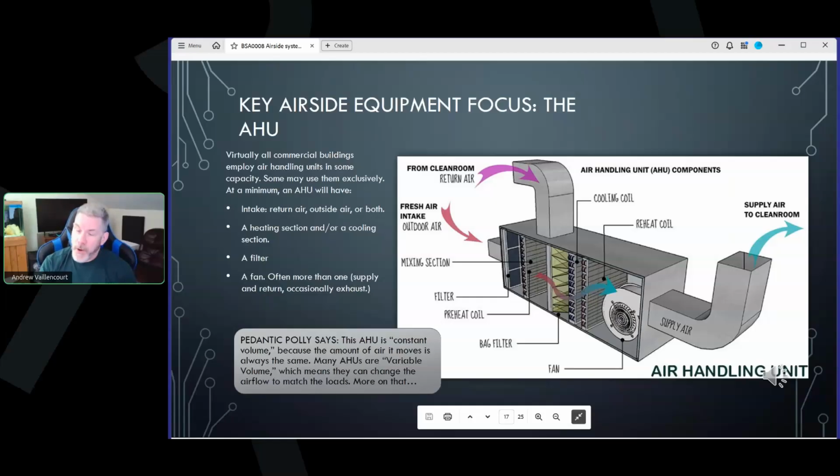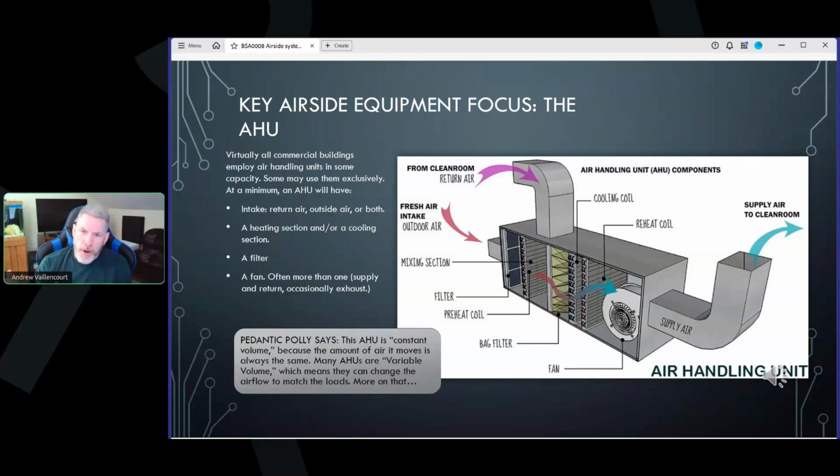Key airside equipment focus. 99 times out of 100 in commercial buildings, we are going to be dealing with an air handler of some kind. What is an air handler? An air handler is a box with a fan and at least one coil. Some air handlers will have 3 fans. Some air handlers will have 24 fans. Some might have 5 coils. Some might have ducts going everywhere, whatever. One fan and one coil makes it an air handler.